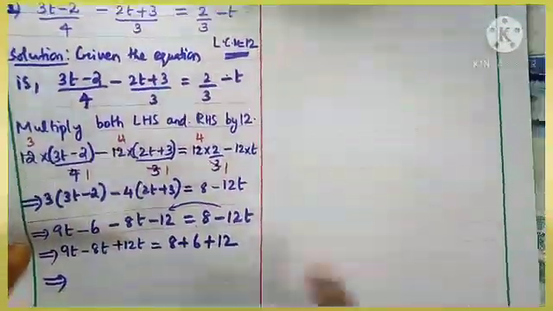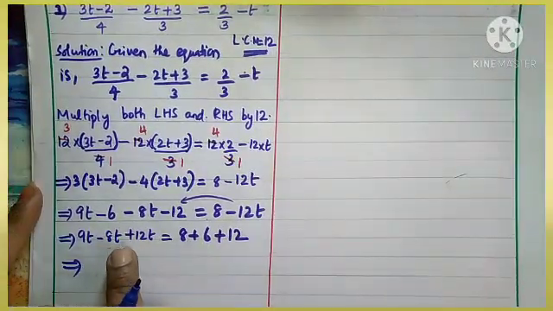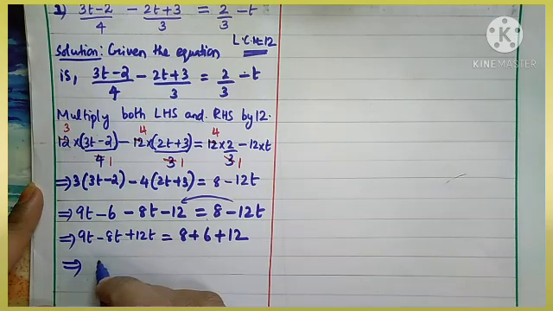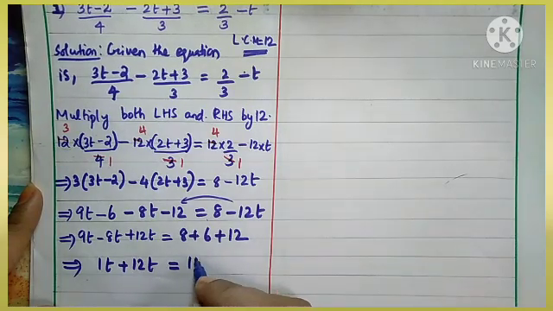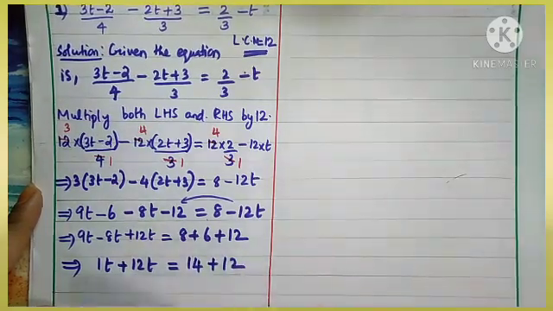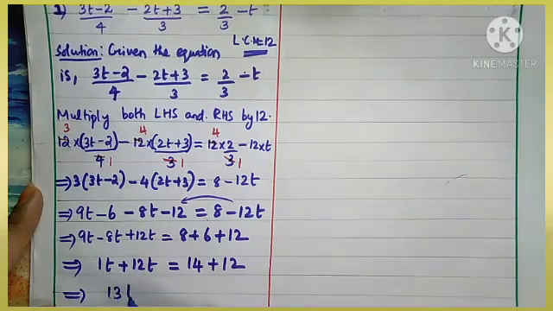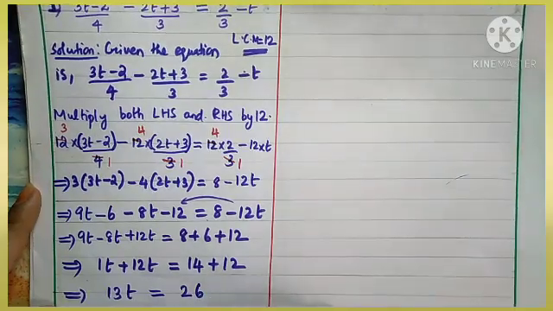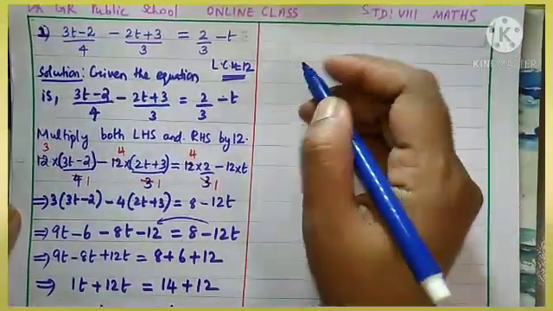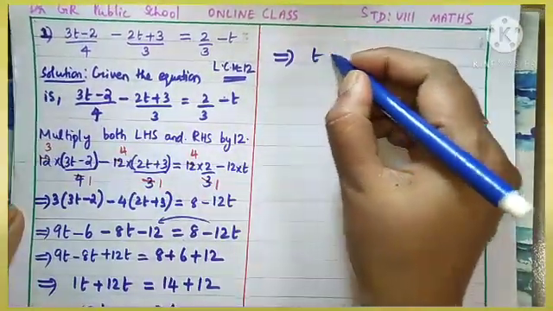What is 9 minus 8? 9 minus 8 is 1. Then 1 plus 12. What is that? Yes, one more step I can write. 1t plus 12t equal to, what is 8 plus 6? 14 plus 12. So next step it becomes 1 plus 12, that is 13t equal to 14 plus 12 is 26. Understand?